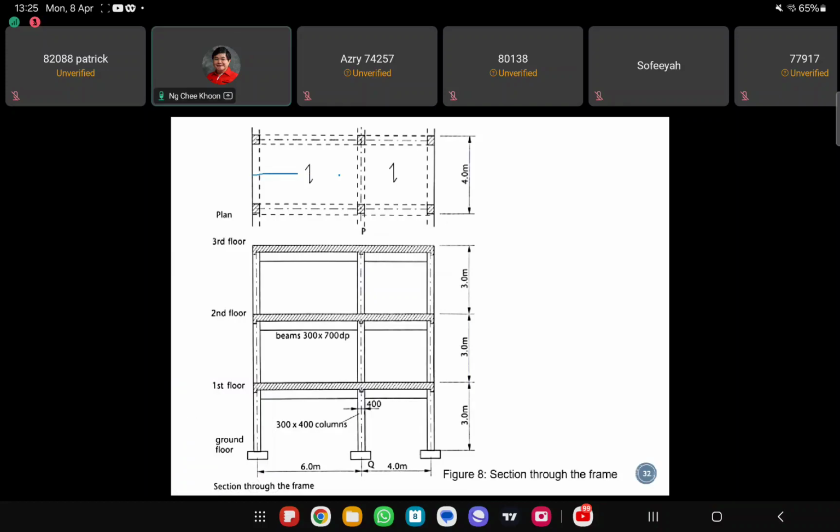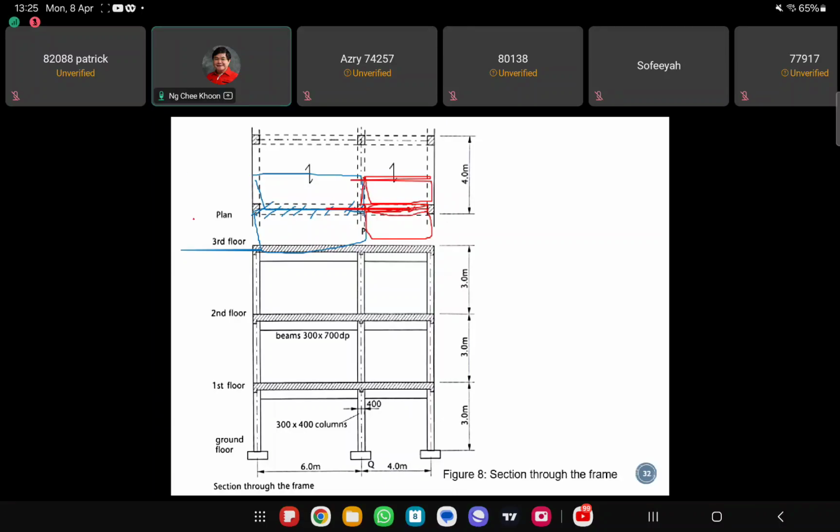Okay, so this load and this load will be transferred to this beam. Okay, and then this load and this load will be transferred to this beam.